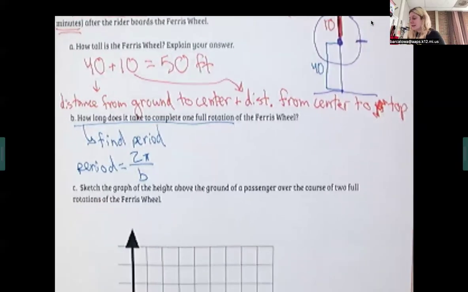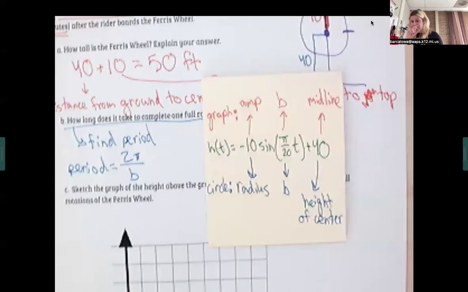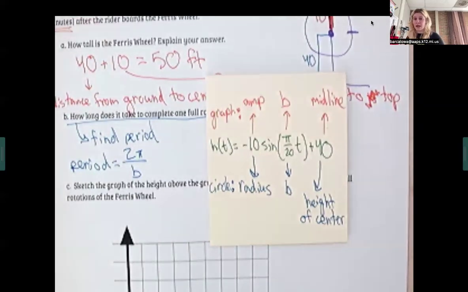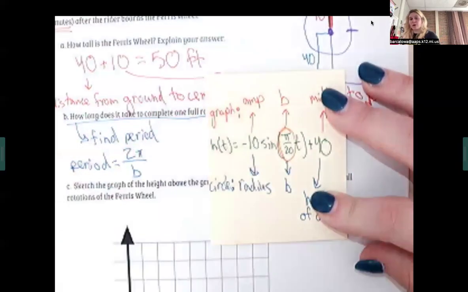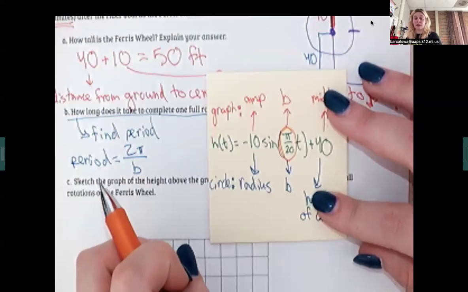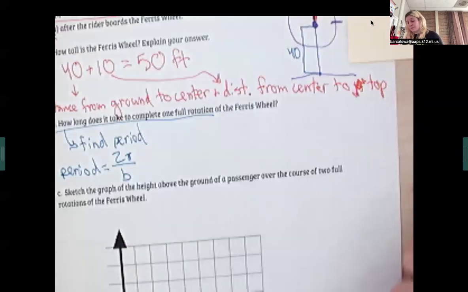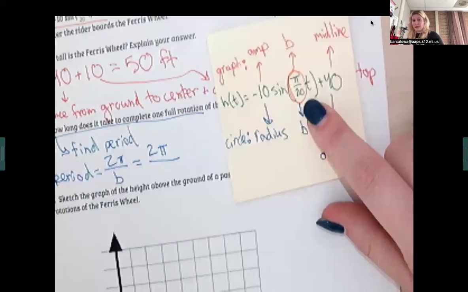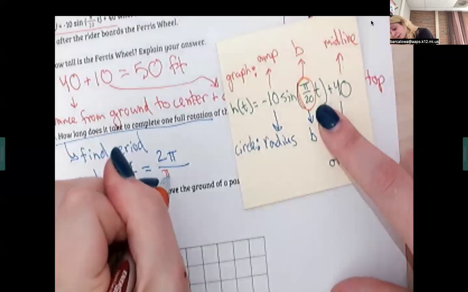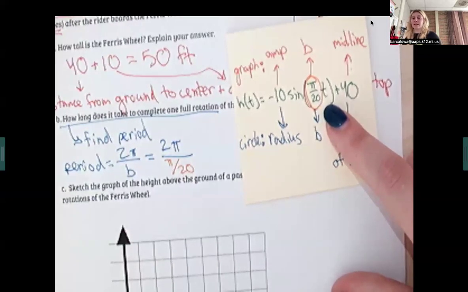Okay, what is my b value? Okay, let's look back at my little sticky note I made. Your b value is everything in front of your variable. We're not using x or theta, we're using t. This is your b value, pi over 20. Not pi, not 20, pi over 20. That whole thing is your b value. So when you go to find the period, 2 pi over b. 2 pi over pi over 20. The number in front of your variable is b.